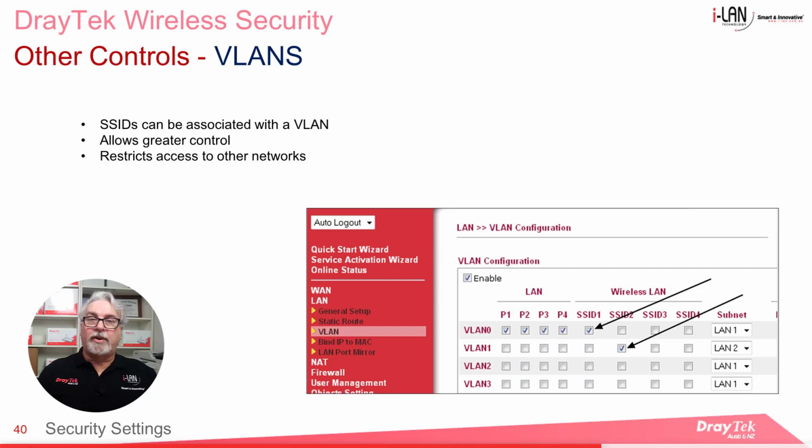Another setting that can be used to improve security in the network is to place wireless networks into different VLANs. In the example shown here, we placed SSID 1 into VLAN 0 and SSID 2 into VLAN 1. SSID 2 can be a guest Wi-Fi network that we don't want to be able to access the main network on VLAN 0. But we can use inter-LAN routing and firewall rules to allow the guest Wi-Fi network to access some resources on VLAN 0 if we want to.